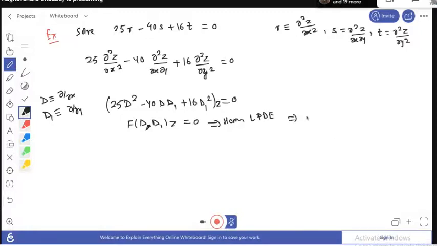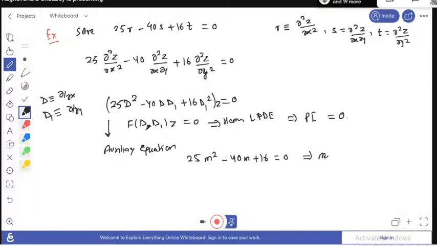So this implies your particular integral in this case equals 0. You have to find the general solution, so you are only concerned about the complementary function. For that, we have to find the auxiliary equation. The auxiliary equation is 25 m square minus 40 m plus 16 equals 0, using D equals m and D1 equals 1. On solving, the value of m is 4 by 5 and 4 by 5.